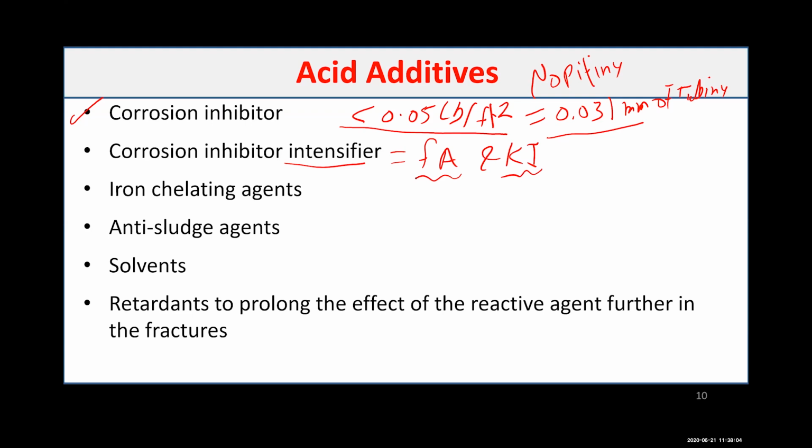And usually this intensifier is used above 250 Fahrenheit. Sometimes you can use it at 200 Fahrenheit if you really have a special material or your contact time is too long. In this case, we can use it at a lower temperature. But for example, if your formation temperature is 150 and you see a corrosion inhibitor intensifier, you need to ask the service company why we are adding this one, because usually intensifier is needed at a higher temperature.